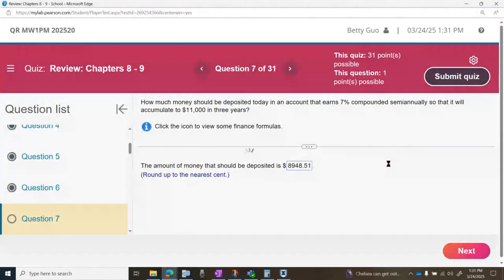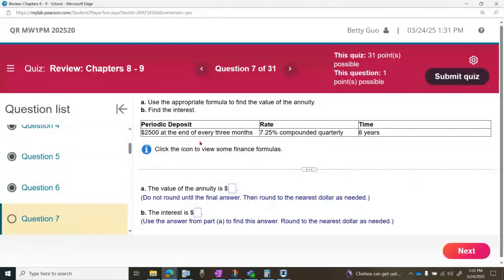Next, question number 7, 2 parts. A, use the appropriate formula to find the value of the annuity. Okay, this is an annuity problem. B, find the interest. The information is in the box, in the table. Please take notes. Write down the payment. The periodic deposit means the payment, right? PMT, $2,500, $2,500 at the end of every 3 months.